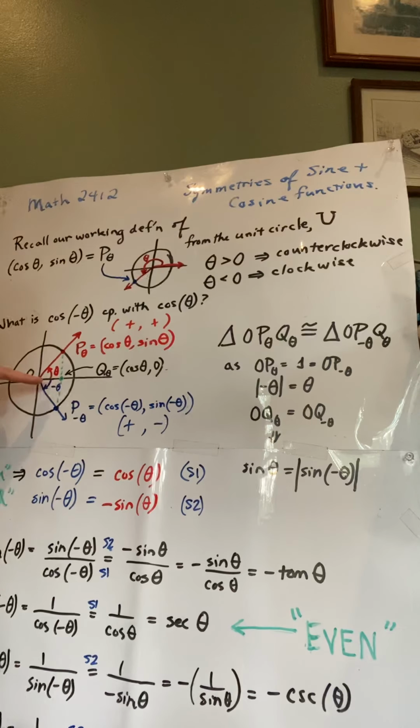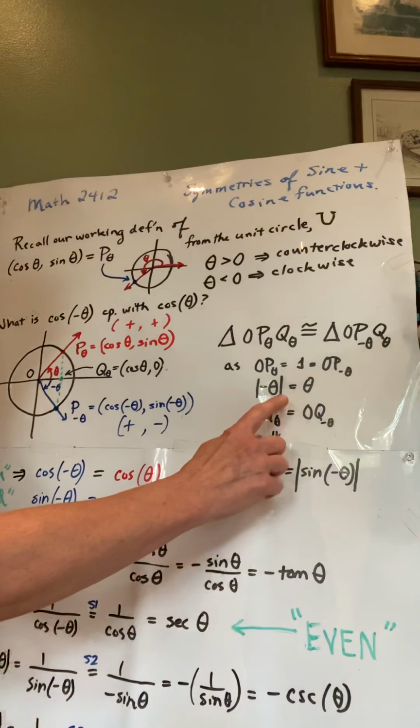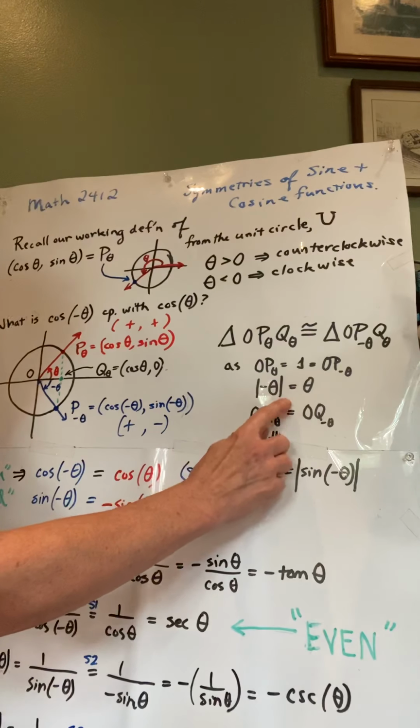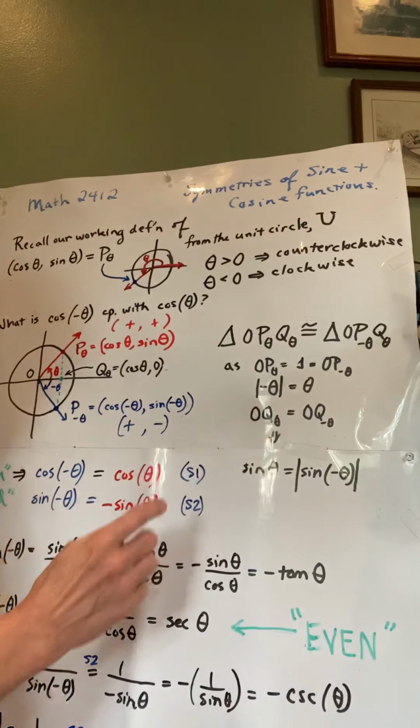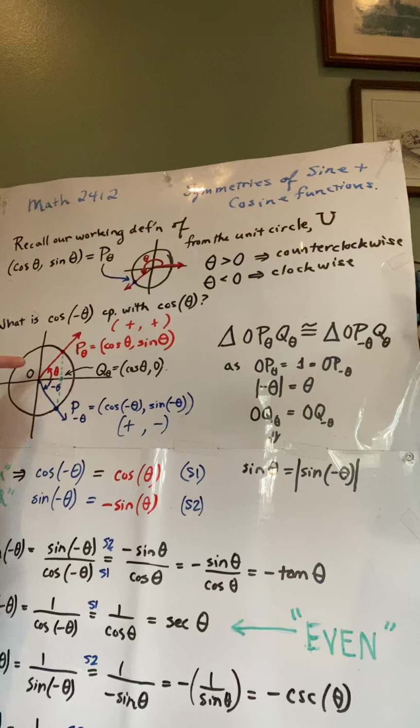So here we have an angle theta. I'm taking theta to be positive here. Its opposite will be a negative angle, okay? But theta and the opposite of theta have the same magnitude, right? The absolute value of the opposite of theta is theta. So what that leads to are two triangles. There's O p sub theta, q sub theta, and there's O p sub minus theta, q sub minus theta.